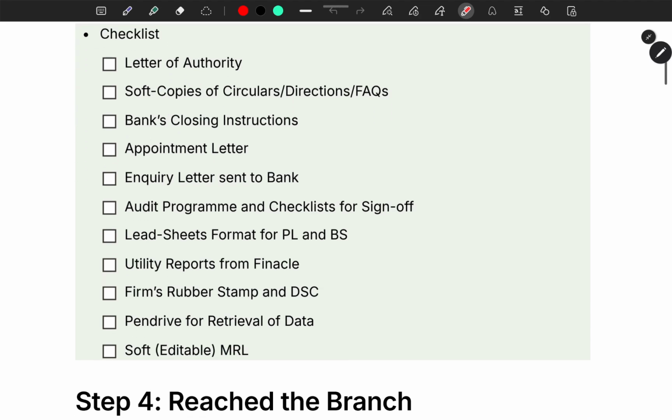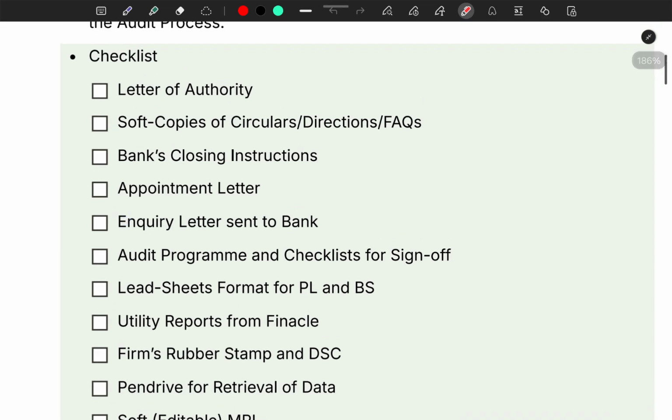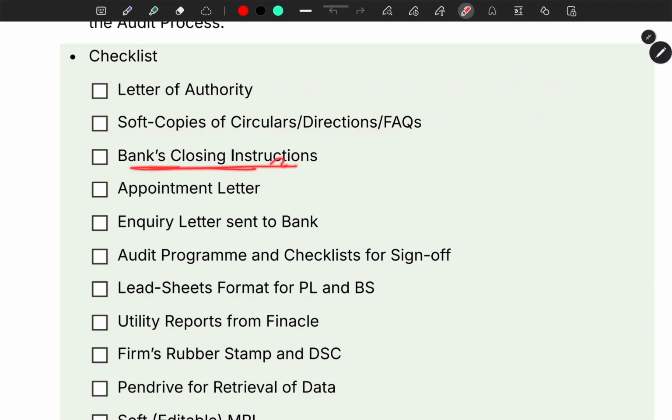The next thing is the checklist, so we can conclude this video with it. The signing partner doesn't go with the team on the first few days of the audit. So what they have to carry is a letter of authority. You should have soft copies of the directions and FAQs, which are available on the ICAI website, along with the guidance note. You should have the closing instruction.